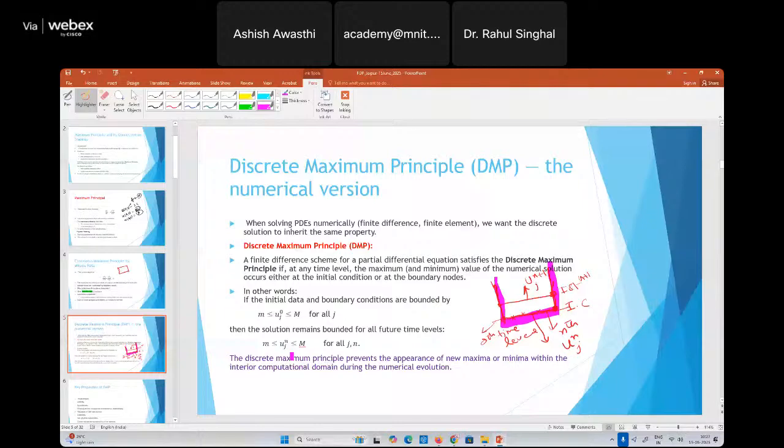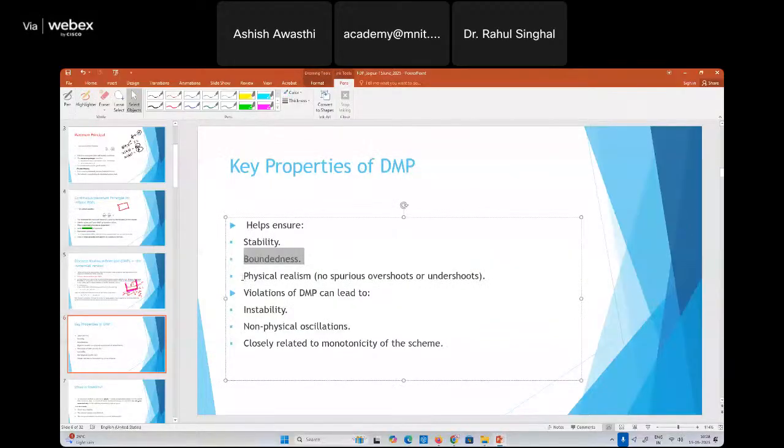It will ensure boundedness. It will say about the physical realism. No spurious overshoots or undershoots, so no spurious things will be there. It will not have sudden changes, like overshooting or undershooting. Overshooting means it will not increase randomly, and it will not decrease randomly. Gradually it will happen.